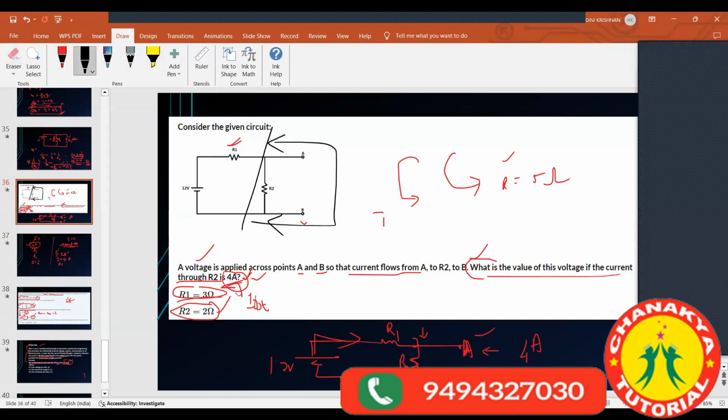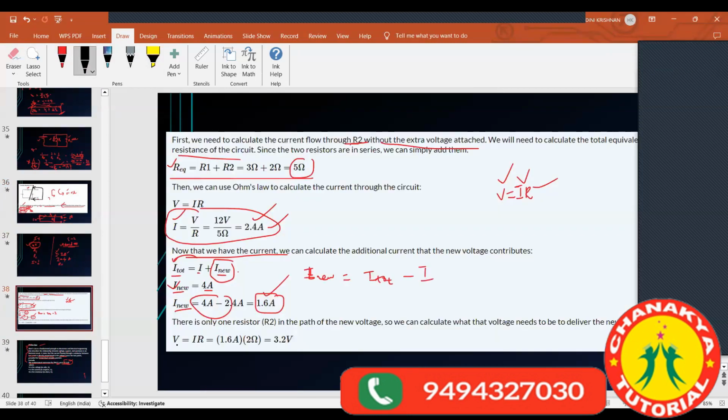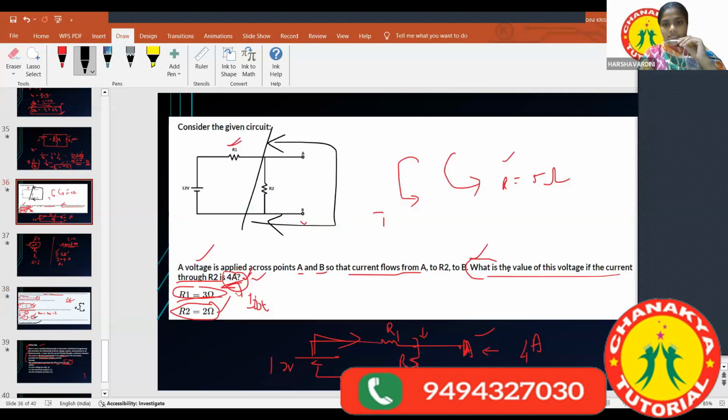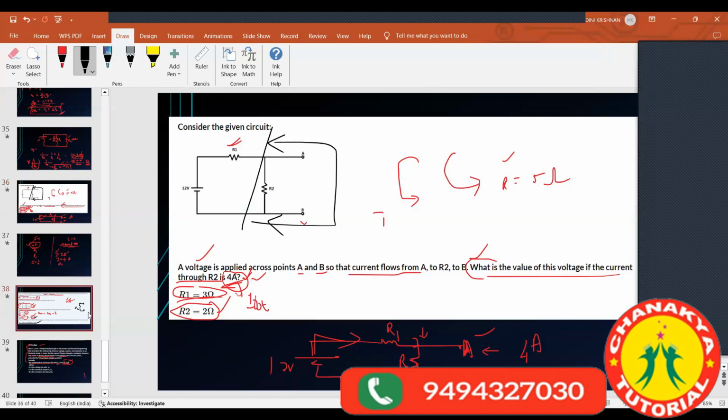Ma'am, to find the voltage, we need to multiply the current we found just now, using the normal formula V equals IR. We have found I only through this circuit, from A to R2, R2 to B. Only through this circuit we have to find, because that is the question here: what is the voltage across R2 only.